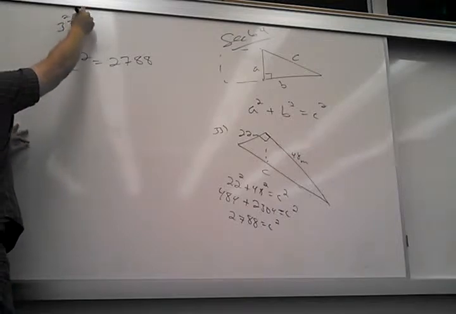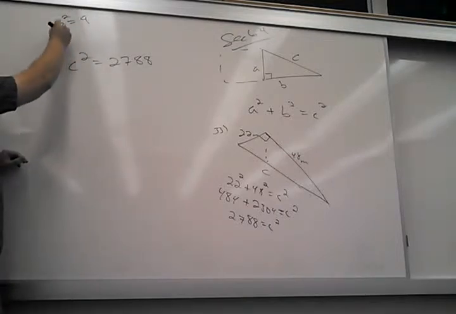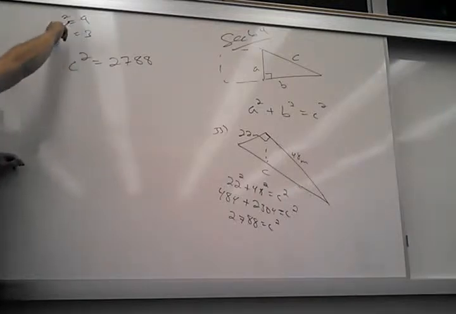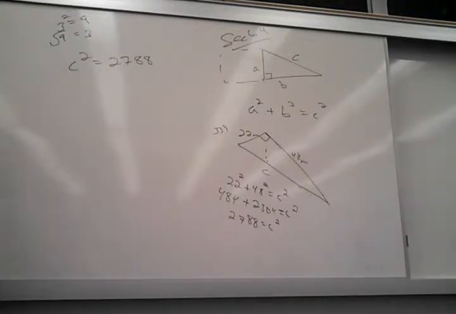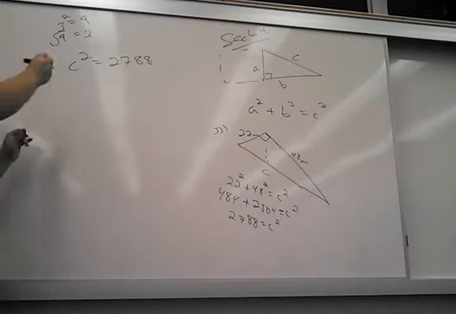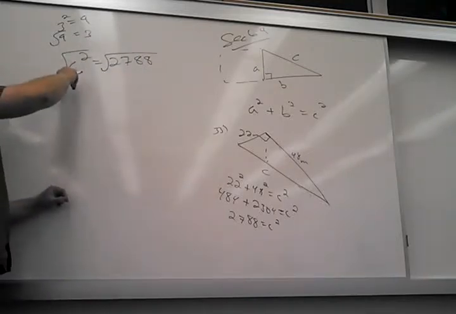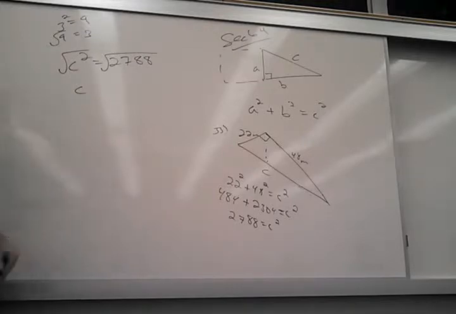And again, we can see that. If I square 3, what do I get? 9. If I square root 9, I get 3 back. So the square root undoes what the square did. That's what opposite functions do. So if I take the square root of both sides, what's the square root of c squared? It's just c. It's almost too easy.